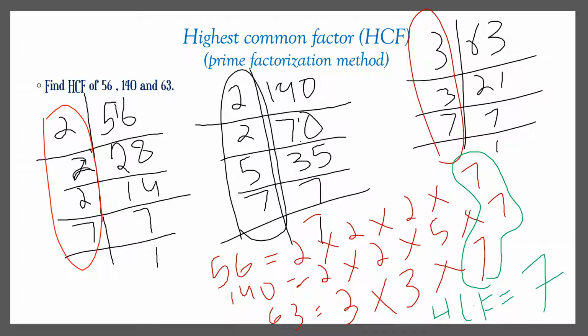So HCF is equal to 7. When we have more than one common factor, then we multiply them together in this prime factorization method. Let's say if I had two common factors 2 and 7, then our HCF would have been 14. So in this example we just have one common factor, so that is the HCF of these three numbers.